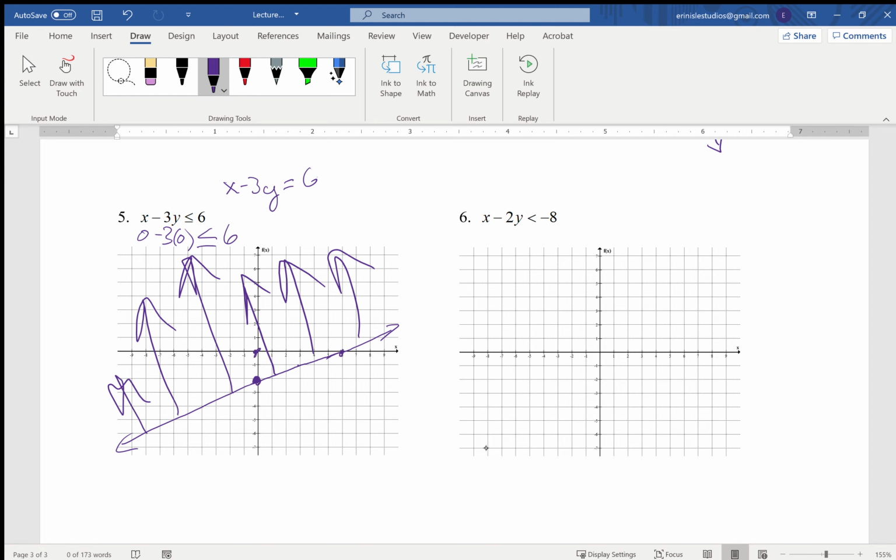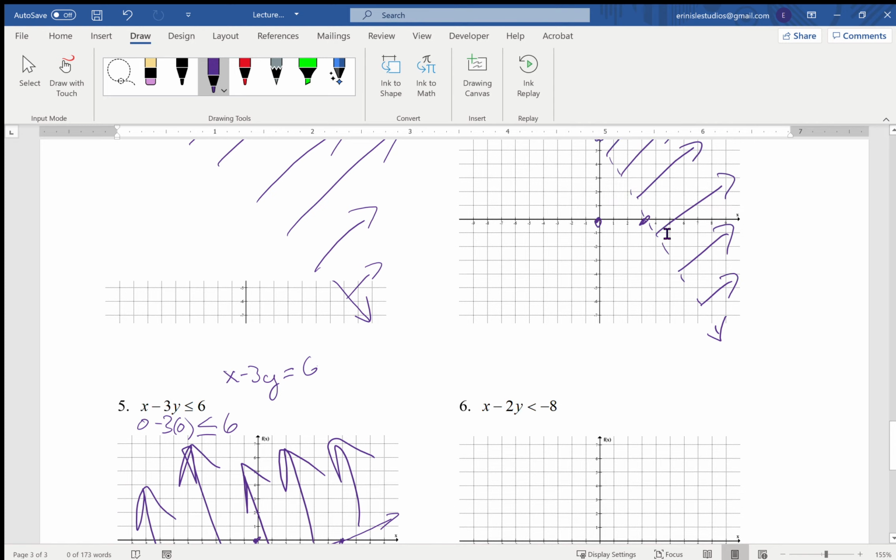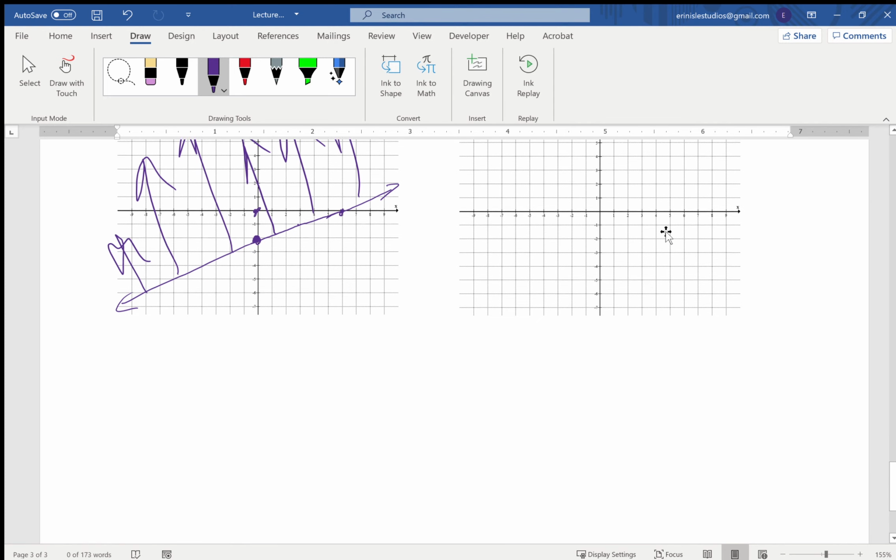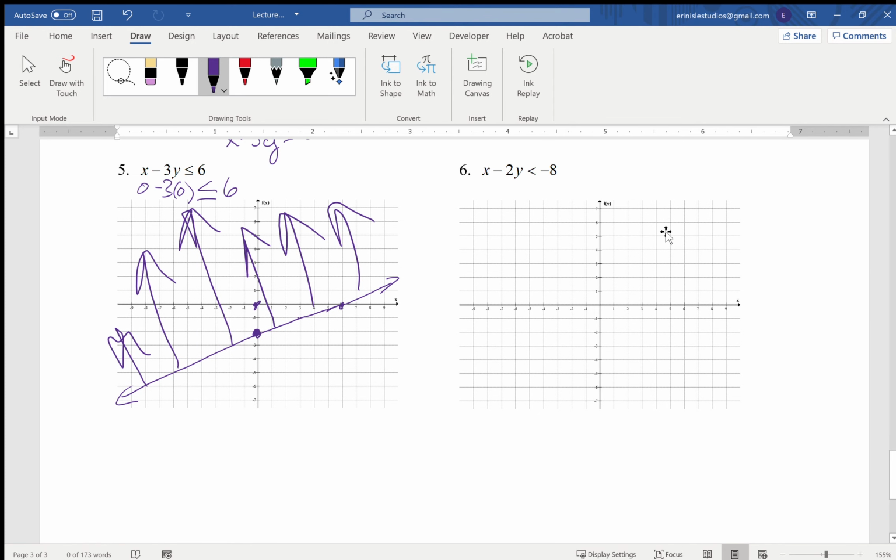Okay, now this one needs an inequality, and you know what? Something is telling me I missed that up here. No, I did do the dotted line. Well, there you go. Okay, so first, if x is 0, y is -2. It's -8 divided by -2, so it's a +4. So y is a +4. If y is 0, then x is -8. There's my -8.